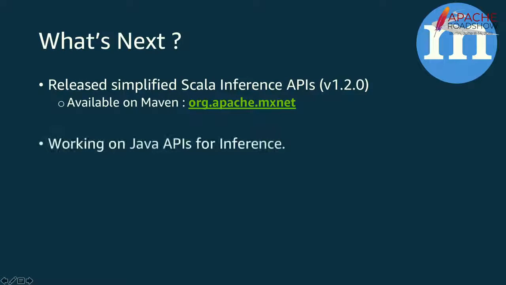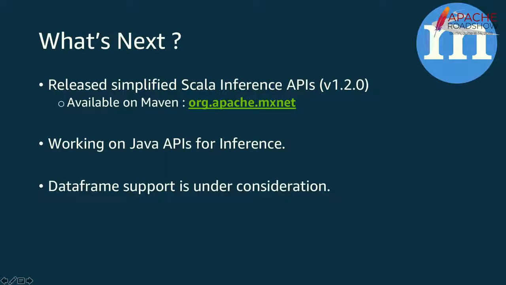So for the project, we just released 1.2.0, and it has Scala inference APIs, a simplified set of APIs for Scala, and it's available on Maven as a Maven package. We're also working on Java APIs. We have heard that research scientists, while they prefer Python to model, engineers want a type-safe language because they are putting it into production in a large system, and they're used to the ecosystem which has built around Java. So we are working on a simplified set of APIs in Java. We are also considering support of Spark data frames so that the communication becomes really smooth.